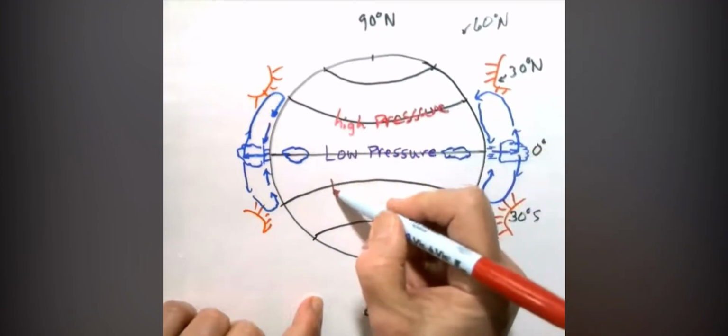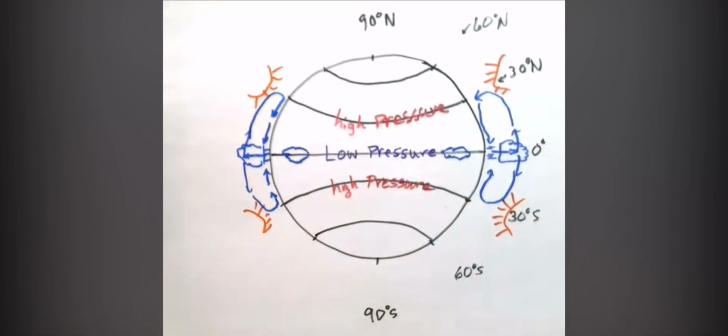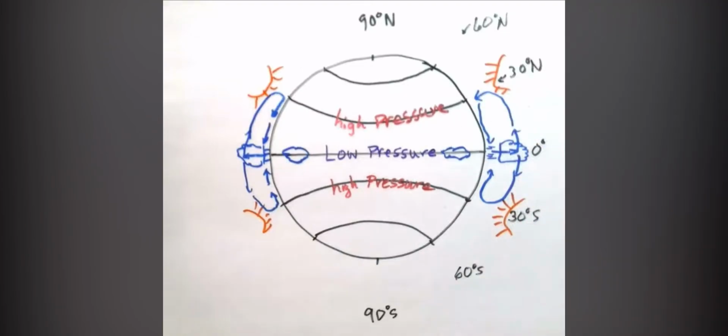So this is high pressure because it's dense, cold air sinking. It does warm up as it sinks, but it's denser than the warm air, and so it's higher pressure. Or you can think of more molecules coming down to the Earth's surface and creating higher pressure there.